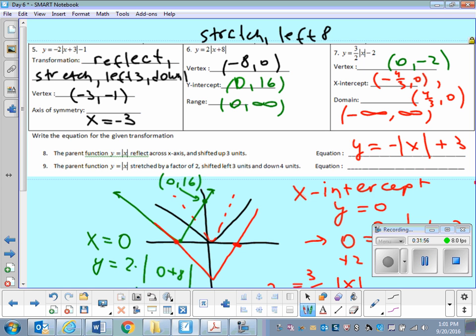Okay, number 9, Teddy. What are the transformations? Stretch by a factor of 2. Okay, so give me the new formula. Absolute value of x minus 4 plus 3? Left 3, down 4. So absolute value of x plus 3 minus 4. Like that, right? Everyone sees that? Yes, so plus 3 is within f of x, minus 4 is at the end, down 4.